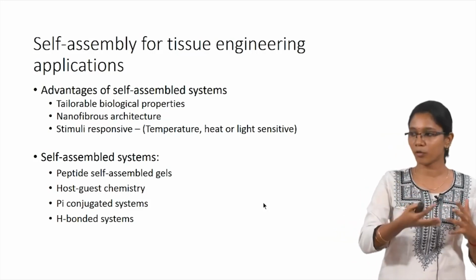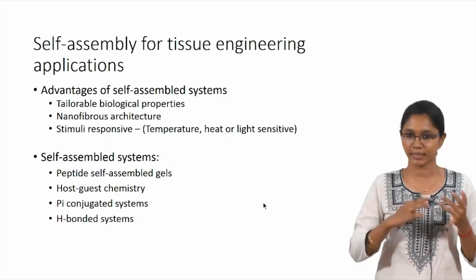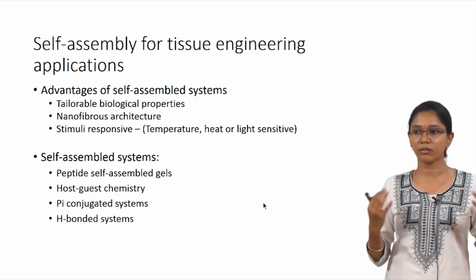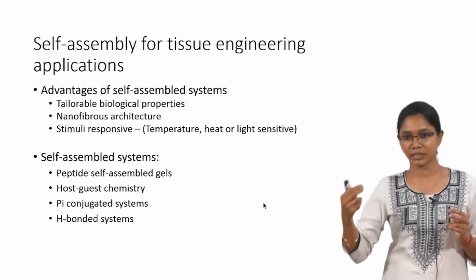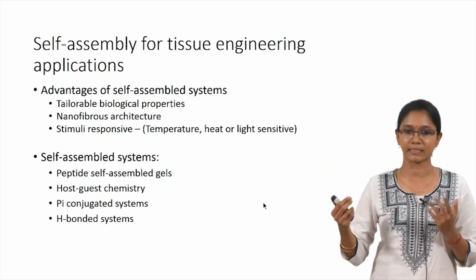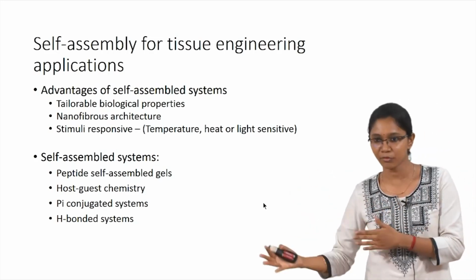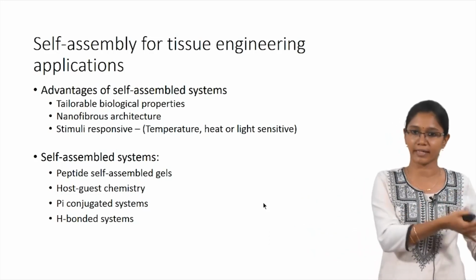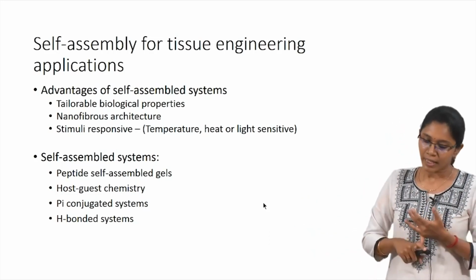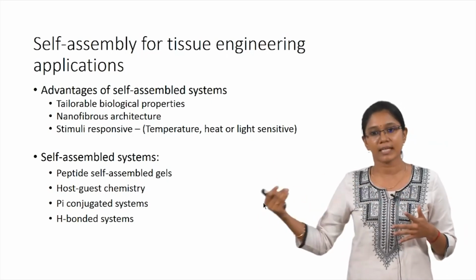Forming a covalent bond involves a lot of energy, and breaking it does too. But in a non-covalent interaction, very little stimulus is needed, either temperature, heat or pH sensitivity, to alter the assembly that has formed. This is how biological processes work, and this is what we are trying to mimic in our tissue engineering. And then we have tailorable biological properties and nanostructures that we can form.